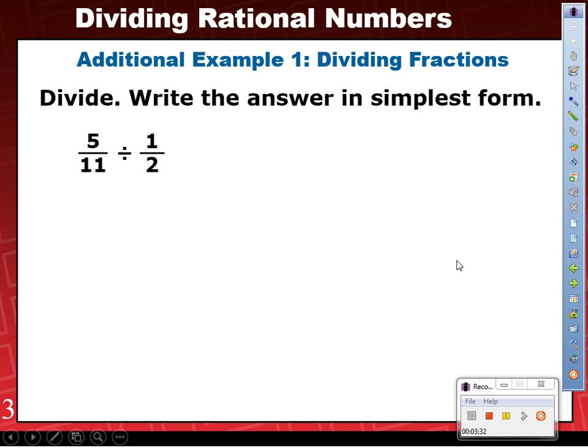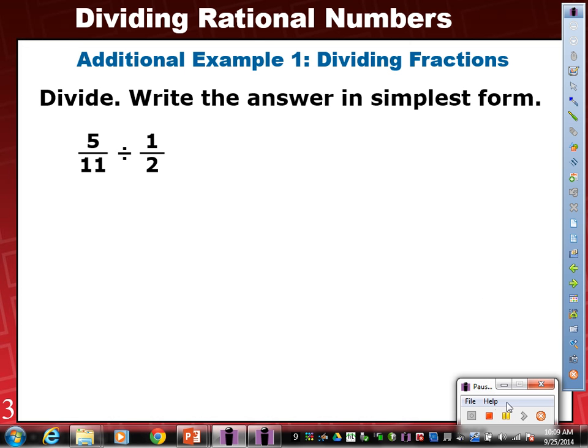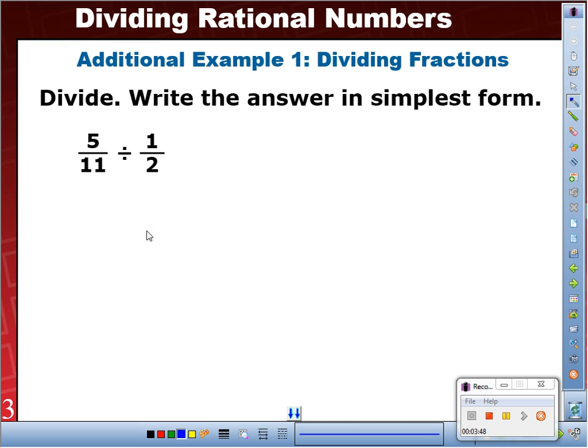Copy this example down, please. Example 1. It says divide, write the answer in simplest form. 5/11 divided by 1/2. Copy that, please. I'll give you 20 seconds. So step 1, identify if the result is positive or negative. So what would be the result? Positive. Okay, so we got that down.